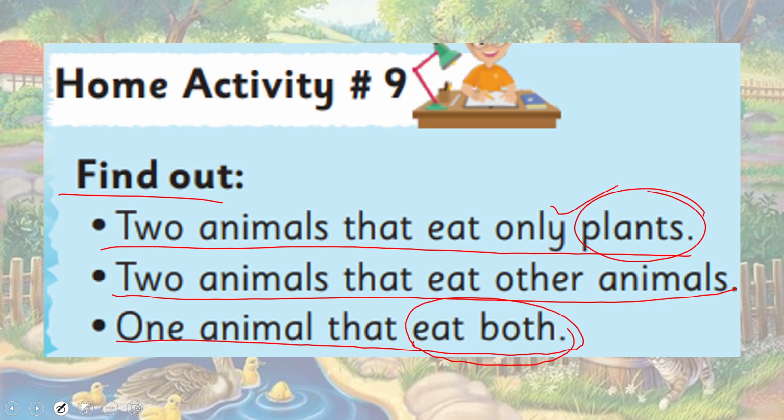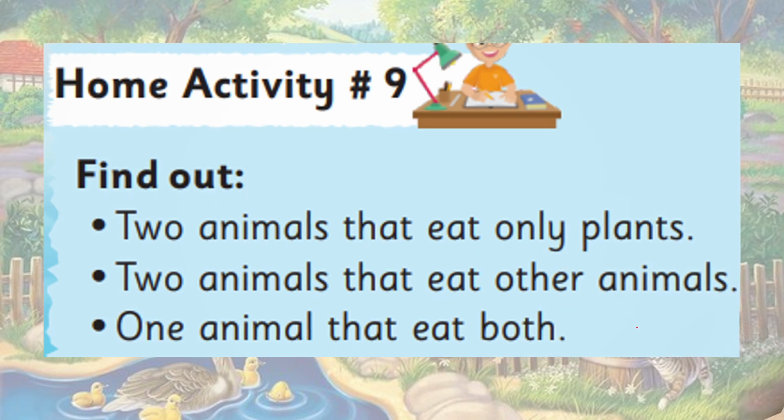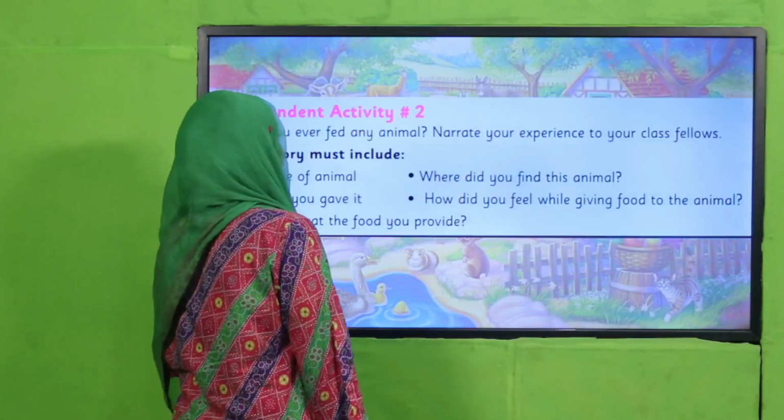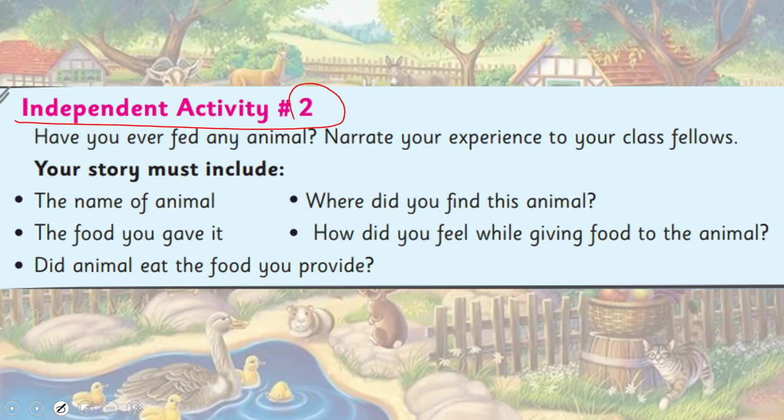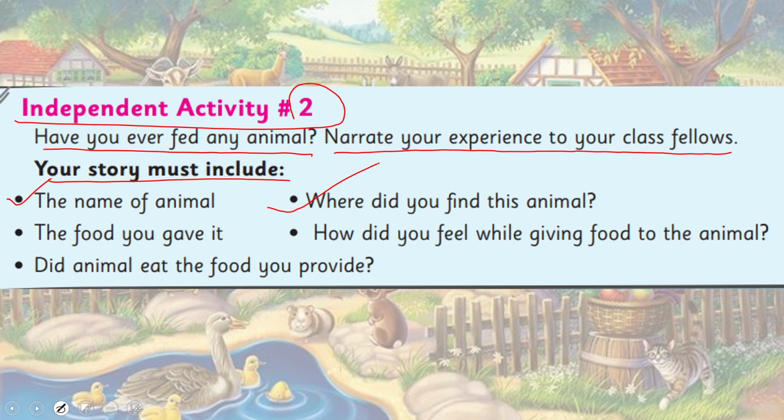So goat and cow, lion and tiger, and fox. So this is how you will do it. Note down it in your notebook. So independent activity number 2. So have you ever fed any animal? Narrate your experience to your class fellows. Your story must include name of the animal, where did you find this animal, the food you gave to it, how did you feel while giving food to the animal, did animal eat the food you provide.